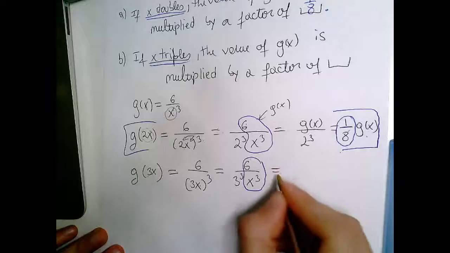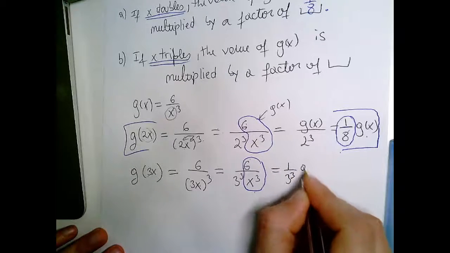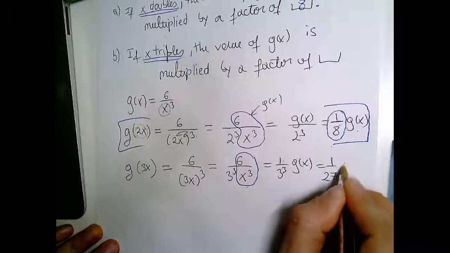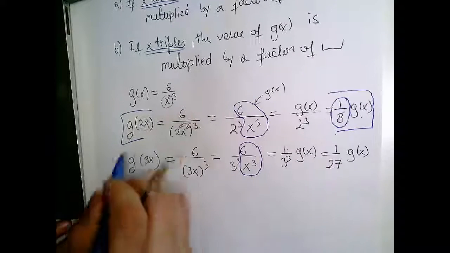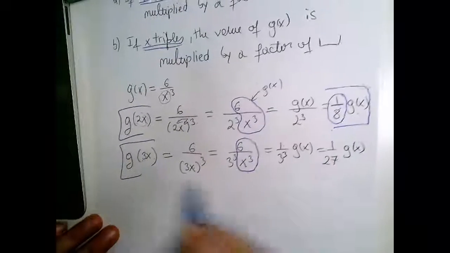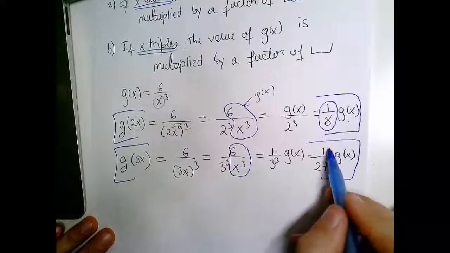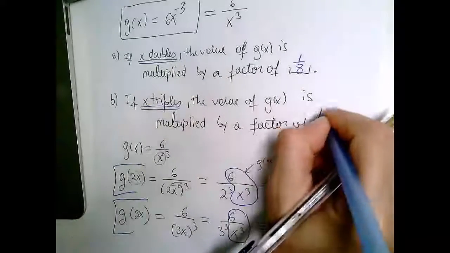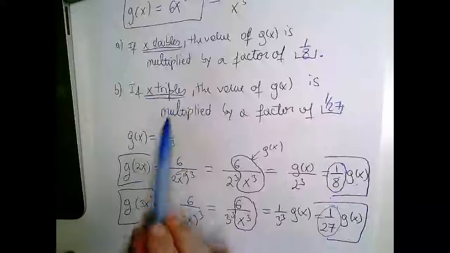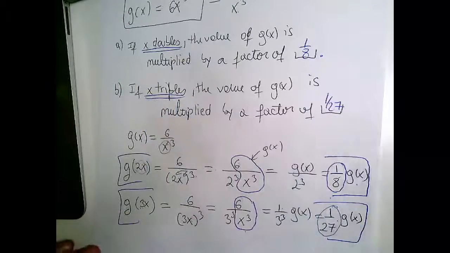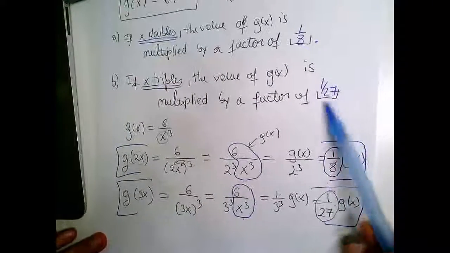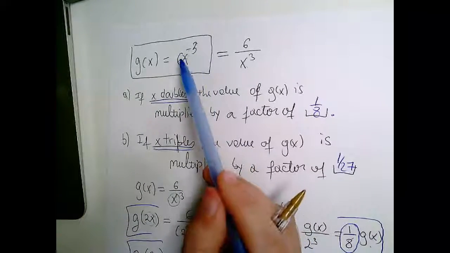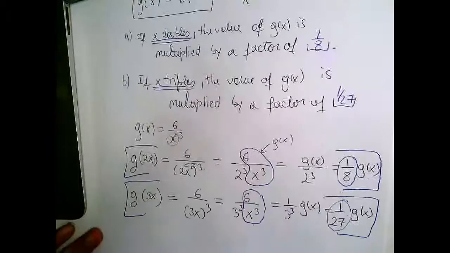So this is the same as 1 over 3 to the third times g of x. And 3 to the third is 27, so 1 over 27 times g of x. So when the input tripled, the output was multiplied by 1 over 27. That's what you would put in here. So if the input triples, the output doesn't triple as well. It's actually divided by 27 because there is an inverse relationship between the input and the output.